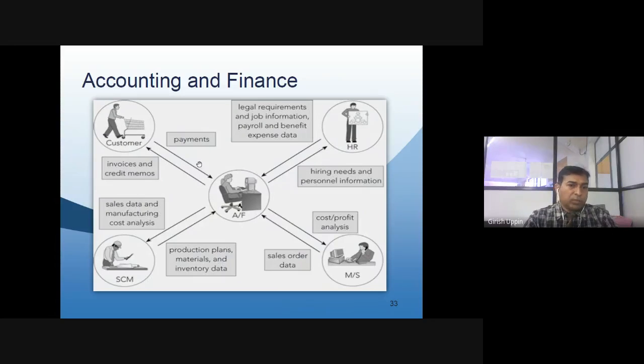So you can see from customer the payments information, and whatever the payments that is received, it will provide the invoices and the credit memos if it is a credit. Then for the supply chain management, sales data, manufacturing and cost analysis is given, and these people will provide with the production plans, materials, and the inventory requirement. And with the HR requirement, if they have any employment requirement or the job requirement, they will communicate with the HR people, and they get the sales order data from the marketing and sales, and they provide the cost or the profit analysis.